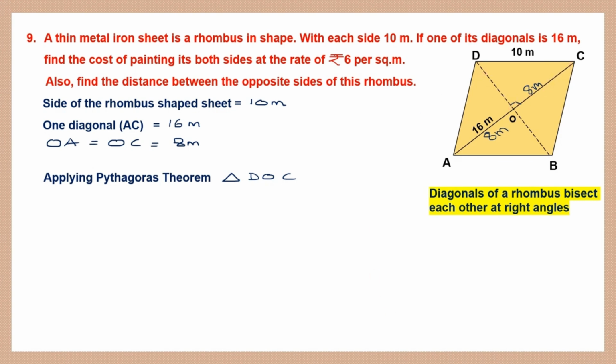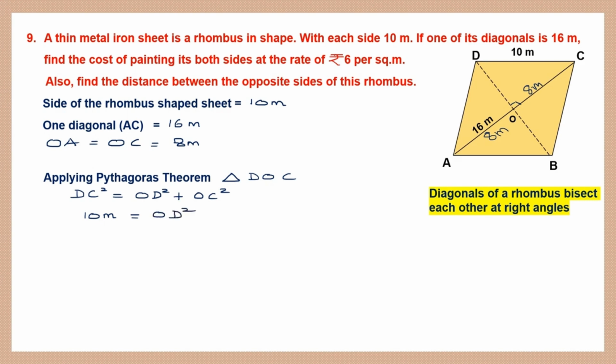So that means the hypotenuse is DC. DC square is equal to OD square plus OC square. So now let's substitute. DC we already have, 10 meters. So let's write that. So this is 10 meters, and OD is not given. That is what we're going to find out.